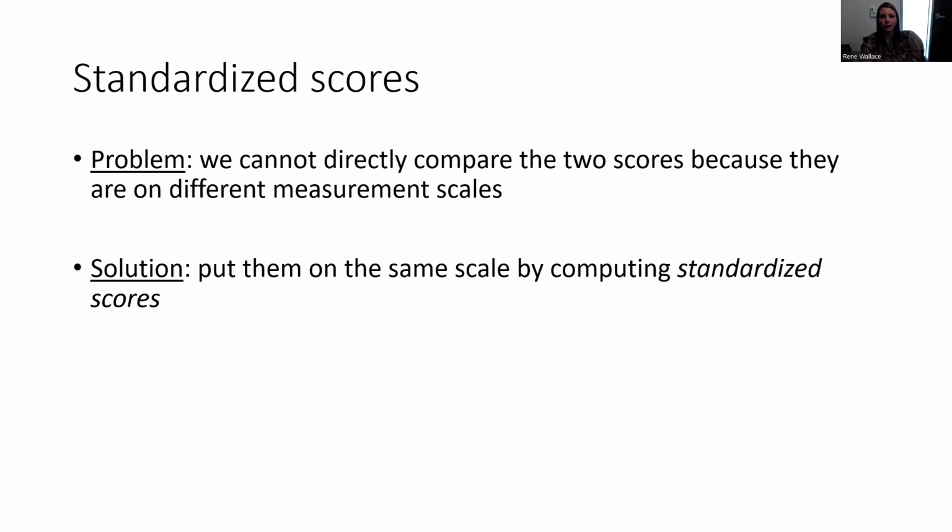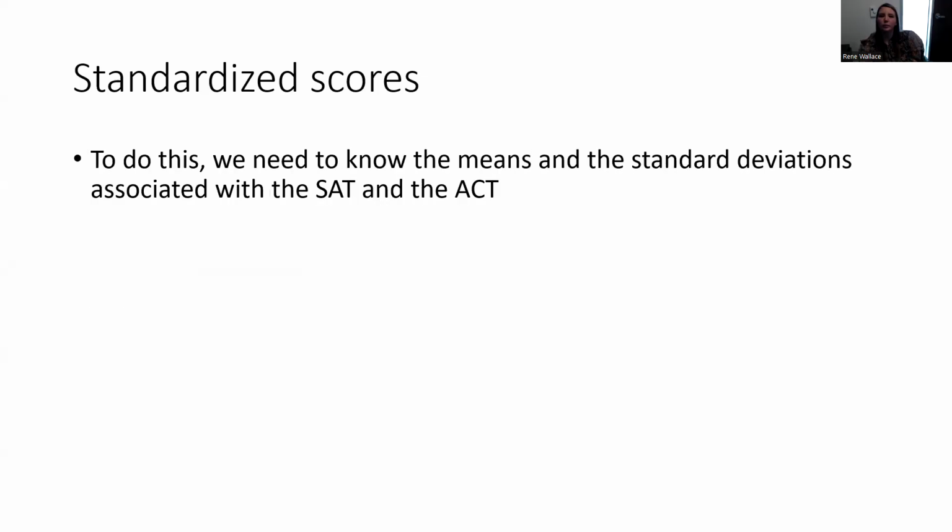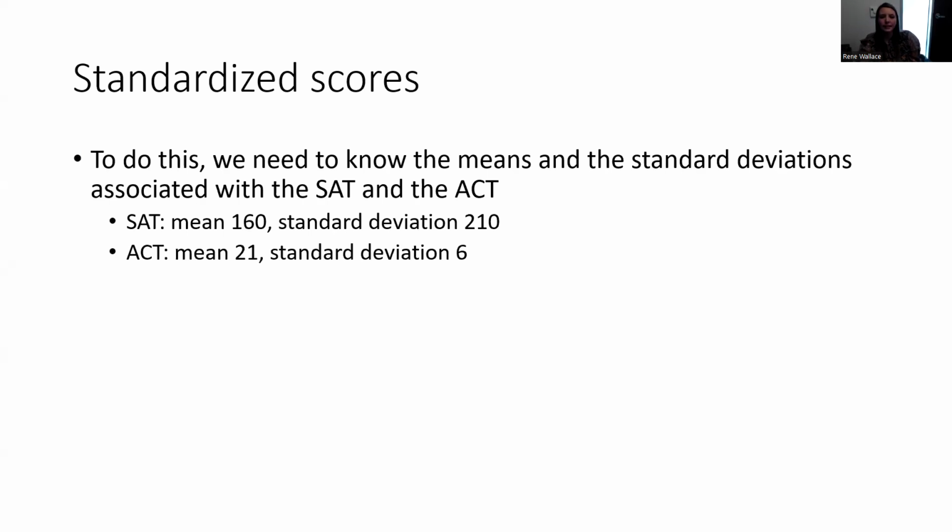Because those are different measurement scales, we need a standardized score so that we can look at them beside each other. So to do standardized scoring, you need the mean and the standard deviation. For whatever assessment or group or data set you're looking at, you're going to need the standard deviation and the mean if you want to compute a standardized score. So for the SAT, at the time of these notes, maybe it's changed by the time you're watching this, the mean is 160 with a standard deviation of 210. And for the ACT, the mean's 21 with a standard deviation of 6.